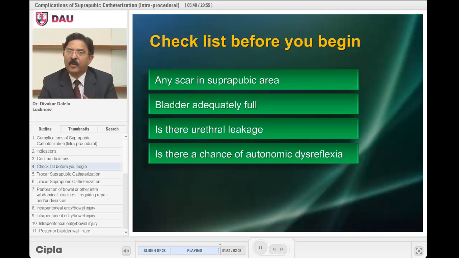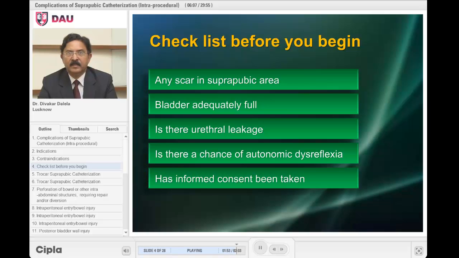Is there a chance of autonomic dysreflexia? In some patients of cervical cord injury, when you try to put a trocar SPC or any suprapubic catheter, they can sometimes throw up an episode of dysreflexia, and then matters can become serious. You must check that somebody, or you yourself, have taken an informed consent about the entire procedure.